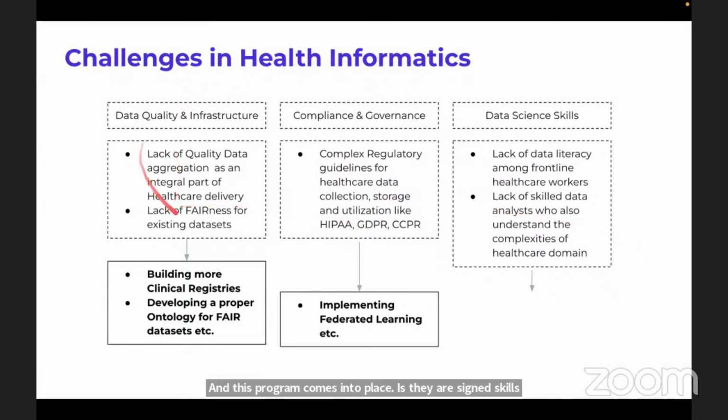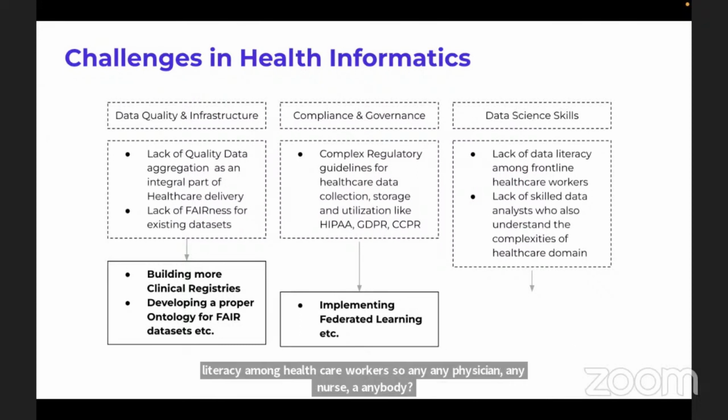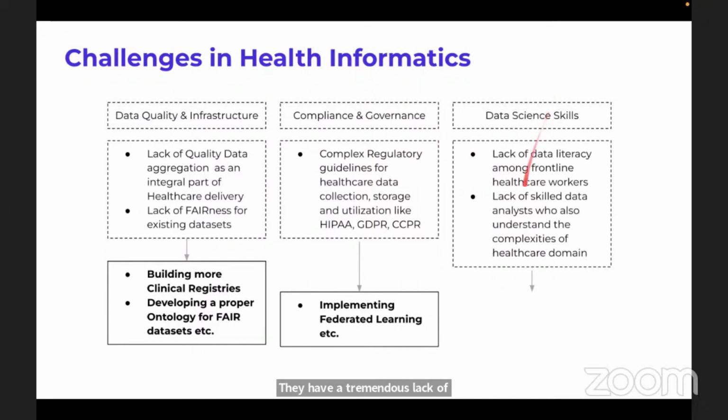Suppose you have data quality, you have data infrastructure, you have all this data collected and created. Now what do you do? There is a tremendous lack of data literacy among healthcare workers. Any physician, any nurse, anybody, they have a tremendous lack of data literacy. And even skilled data analysts who also understand the complexity of the healthcare domain are lacking. Those who come from the healthcare domain have no clue about data science and health informatics. That's where this sort of course is going to help.